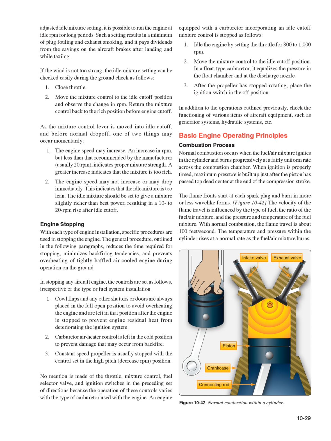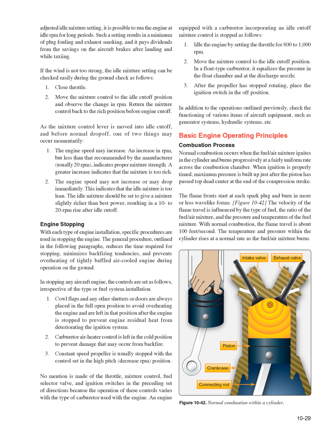Engine stopping. With each type of engine installation, specific procedures are used in stopping the engine. The general procedure, outlined in the following paragraphs, reduces the time required for stopping, minimizes backfiring tendencies, and prevents overheating of tightly baffled air-cooled engines during operation on the ground. In stopping any aircraft engine, the controls are set as follows, irrespective of the type or fuel system installation.